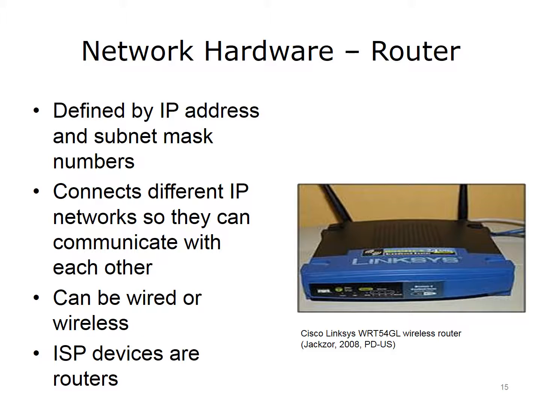Another important piece of hardware in a network is the router. A network boundary is defined by IP addresses and subnet mask numbers. A router can connect different IP address networks so they can communicate with each other. Routers such as ISP devices and WAPs can be wired or wireless.